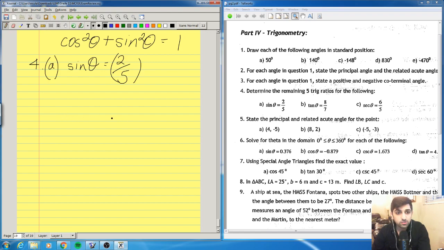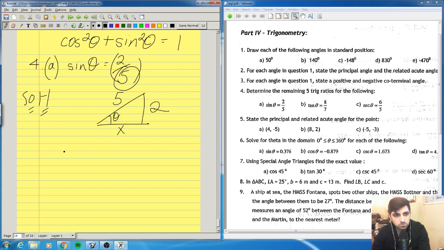Another way to do it is to draw a triangle, right? If this is angle theta, sine is, if I remember my SOHCAHTOA, opposite over hypotenuse. So that means that if this is the hypotenuse, it's 5, and opposite to that is 2. And I can use Pythagorean theorem to figure out what this is. The reason why I need that is because then I can figure out cosine and tan in one shot. Why don't I do that instead?